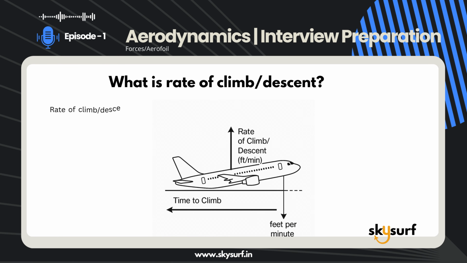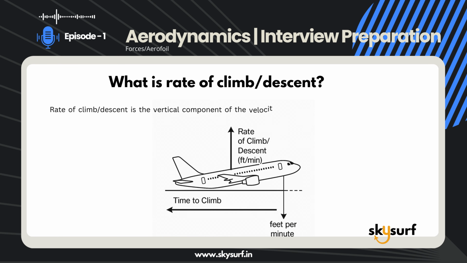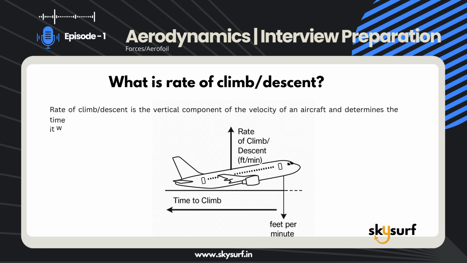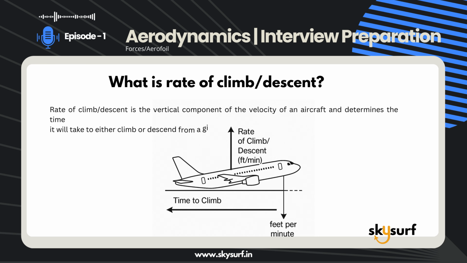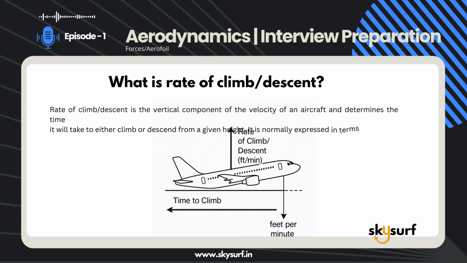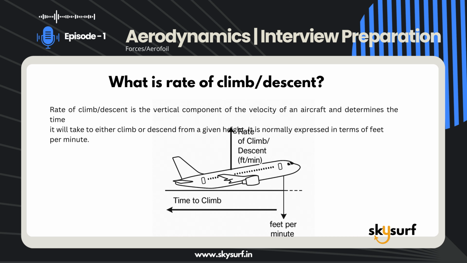What is rate of climb, descent? Rate of climb, descent is the vertical component of the velocity of an aircraft and determines the time it will take to either climb or descend from a given height. It is normally expressed in terms of feet per minute.